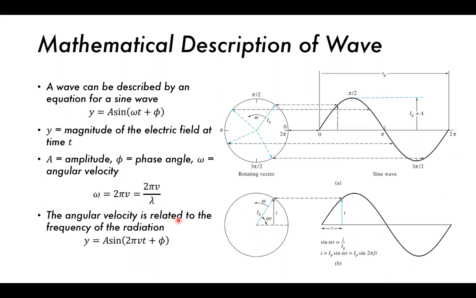So the angular velocity is then related to the frequency of the radiation, like so. So you can see here y is equal to A sine(2 pi v t plus phi). Really all that has happened is that omega has been substituted into this equation, and we've got it in terms of the frequency of the radiation. And so here we have sort of what this looks like in a diagrammatic sense. So here is this sine wave that we were talking about before.